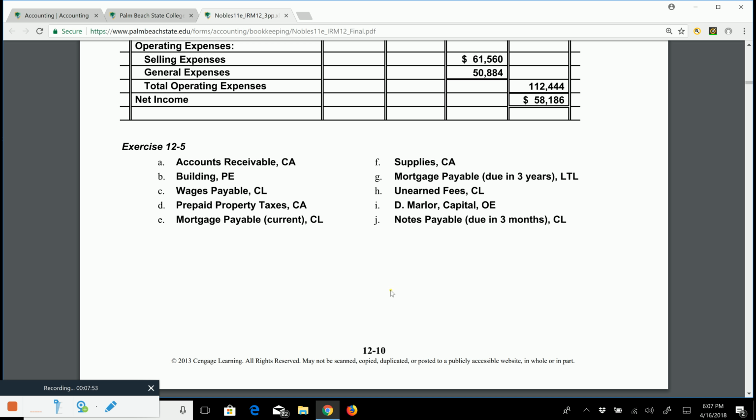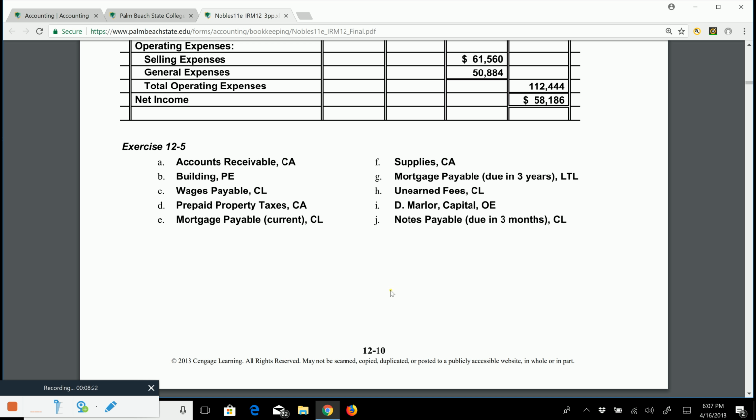Mortgage payable. Well, mortgage payable could either be current or long-term. And we have two of them here. In part E of your exercise, we're talking about the current mortgage payable. That would be a current liability. But just fast forwarding a few seconds to item G, mortgage payable, but the amount due 3 years from now. That would be a long-term liability. Any amounts due greater than a year from now is a long-term liability.